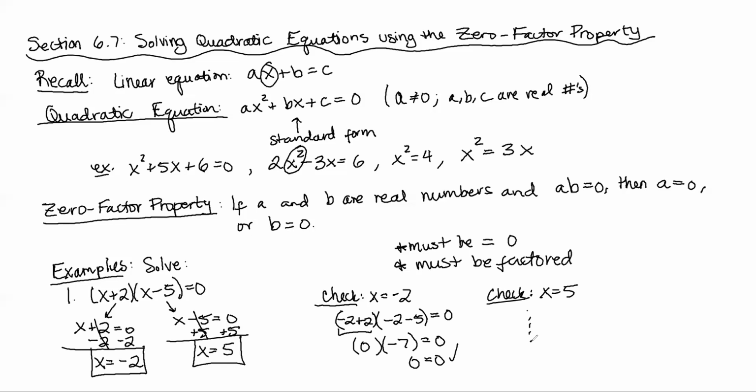Okay, so that's the first one. This was a nice setup. It was already factored and equal to 0. Let's try a couple more of those to kind of get the hang of it. Number 2, 3x minus 2 times x plus 6 equals 0. So again, make sure you have it factored and equal to 0. So we have our two factors here equal to 0. So we know either this 3x minus 2 equals 0, or x plus 6 equals 0.